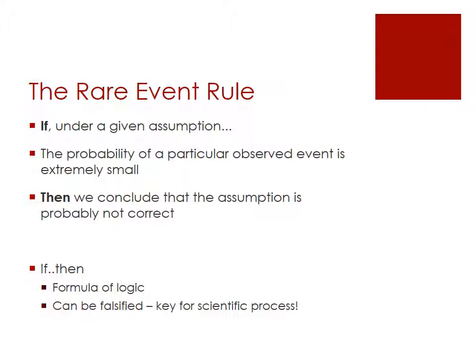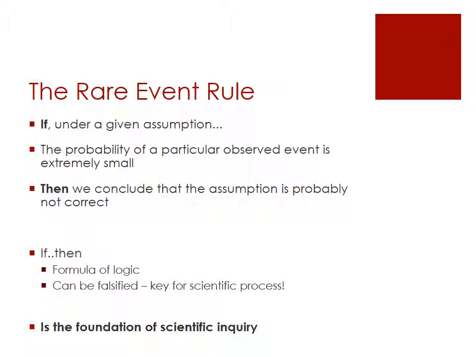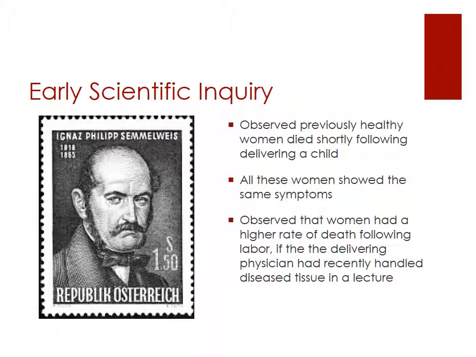So we can make a proposition based on a given assumption, and then we can test it and see, based on a collection of evidence, whether or not it supports this. This is critical because falsification is absolutely positively the key for the scientific process, and indeed the rare event rule, as we see it here, is the foundation of scientific inquiry itself. So let's take a quick example of this.